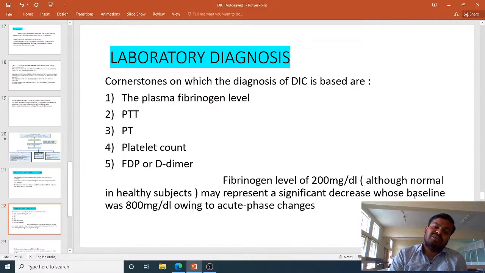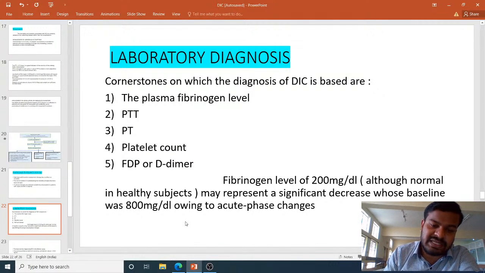So laboratory diagnosis of DIC has been the mainstay in the diagnosis. So the plasma fibrinogen level, PTT and PT, platelet count, and FDP and D-dimer have been the major diagnostic tools in diagnosing disseminated intravascular coagulation. A fibrinogen level of 200 milligrams per deciliter in healthy subjects may represent a significant decrease whose baseline was 800 milligrams per deciliter owing to acute phase changes.